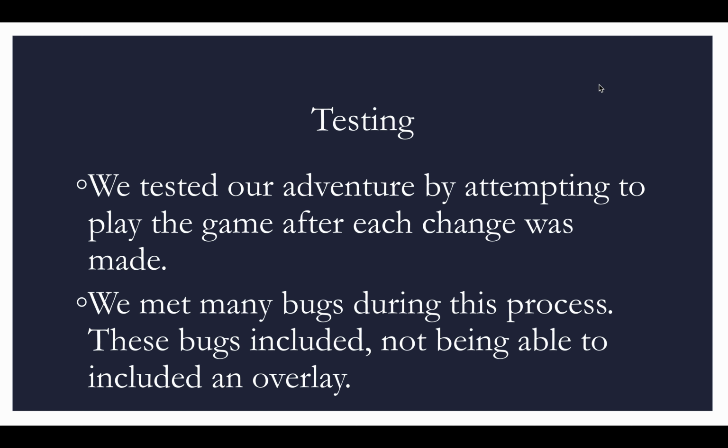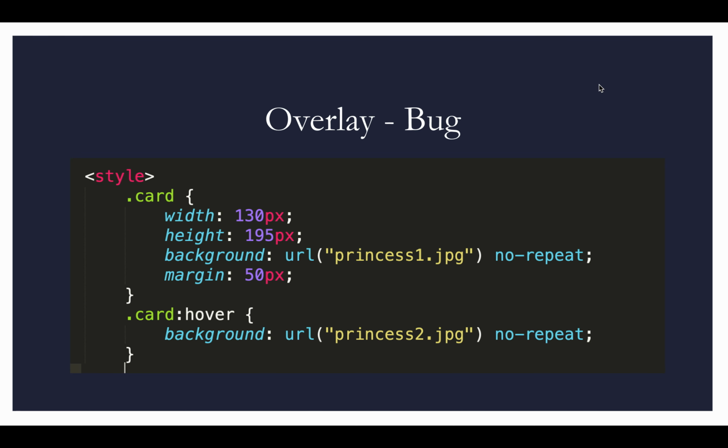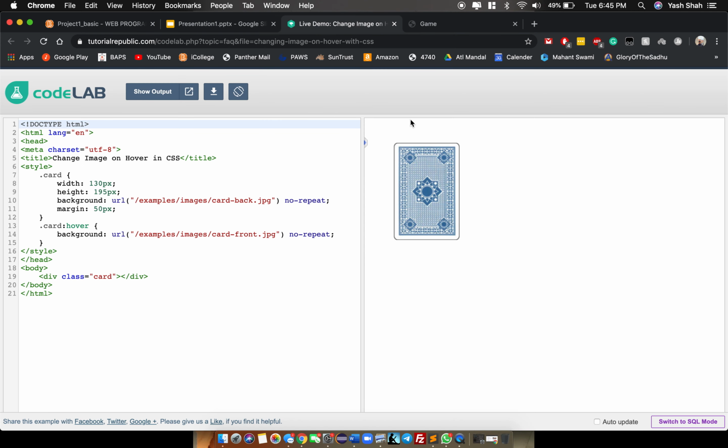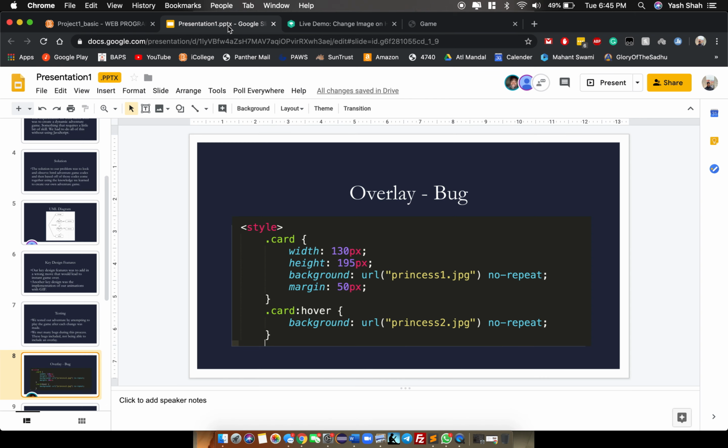For the testing part, we tested our adventure by attempting to play the game after each change was made. We made many bugs during this process. These bugs included not being able to include an overlay. So this was our code to try to get the overlay to work. Essentially, there would be one image, and once you hover over it, it would take you to a different image. But we were unsuccessful in implementing this. It was supposed to look like this. So once you hover over the card, it would change.